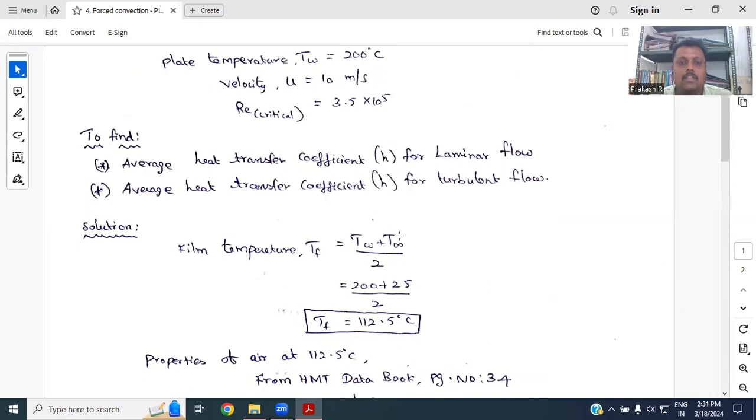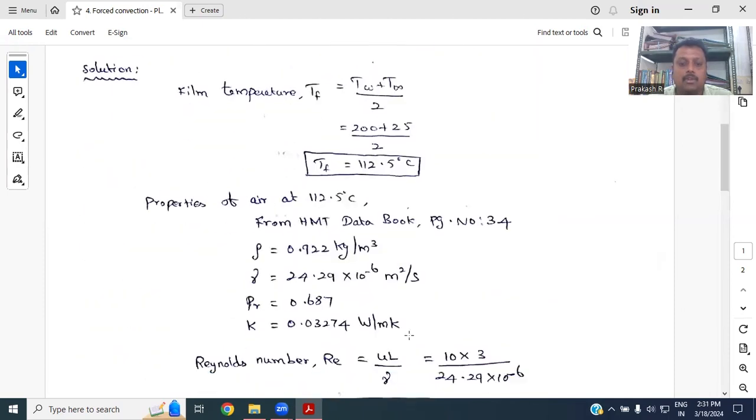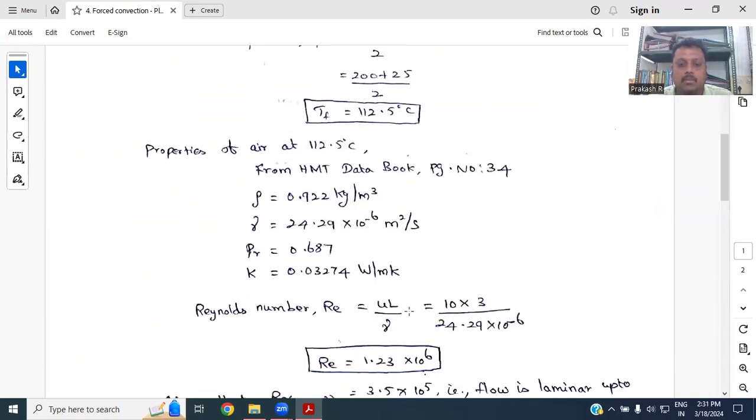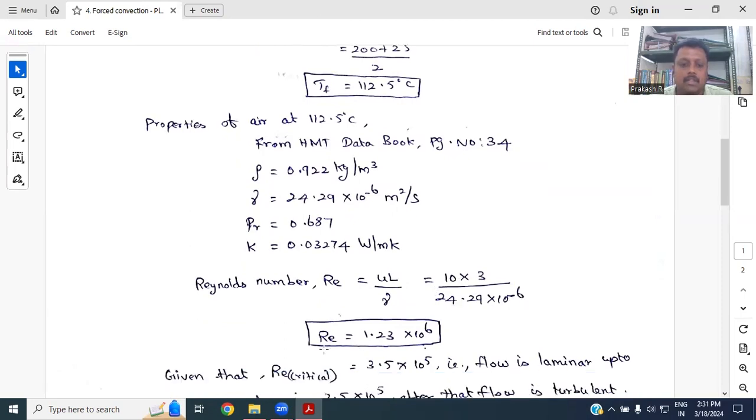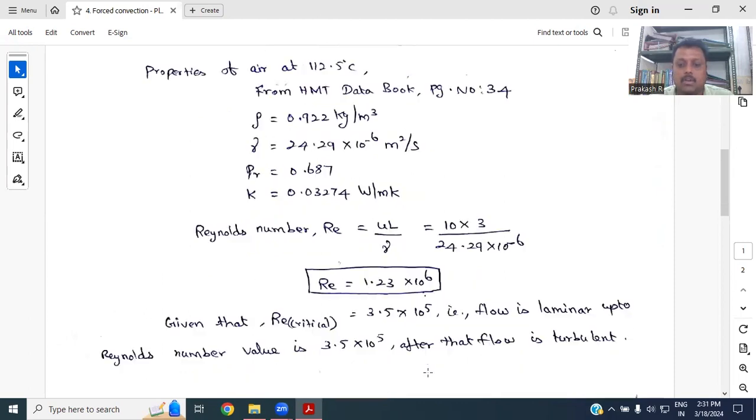Since it is a problem on a plate, Reynolds number is U L by gamma. Therefore, U is 10, and L is 3. The gamma, which we identified, is 24.2 into 10 power minus 6. By substituting these values, the Reynolds number is 1.23 into 10 power 6. The critical value given in the problem is 3.5 into 10 power 5. So up to 3.5 into 10 power 5, it is laminar flow. Greater than 3.5 into 10 power 5, up to 1.23 into 10 power 6, it is turbulent.